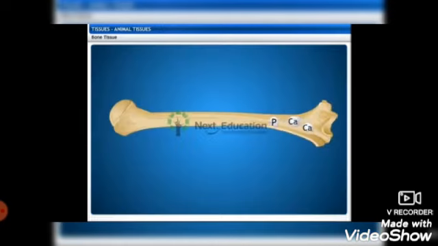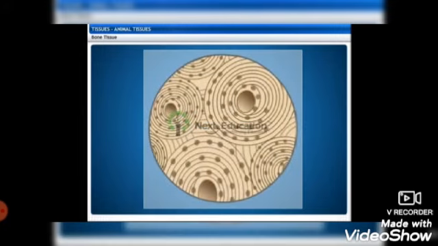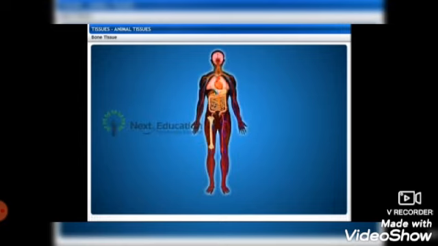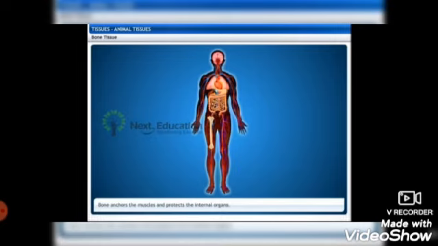Bone is another important connective tissue. Bone cells are embedded in a hard matrix composed of calcium and phosphorus compounds. It is a hard tissue that anchors the muscles and protects the internal organs.